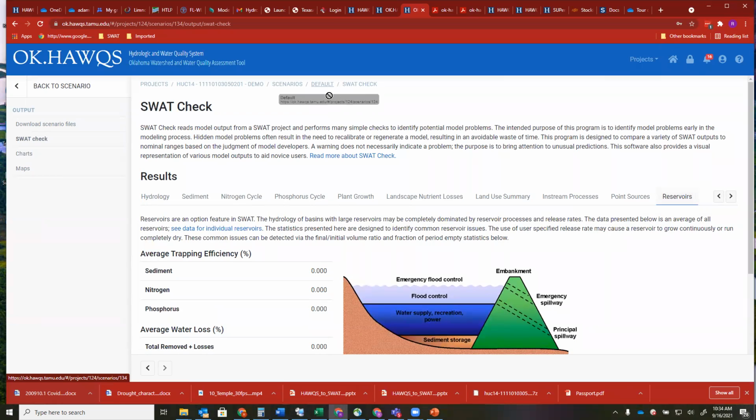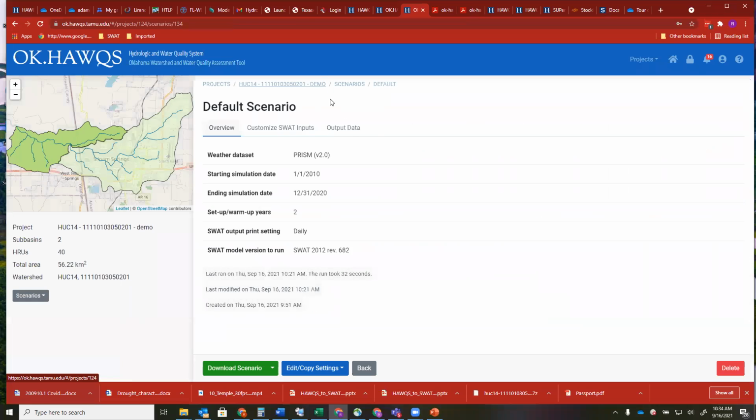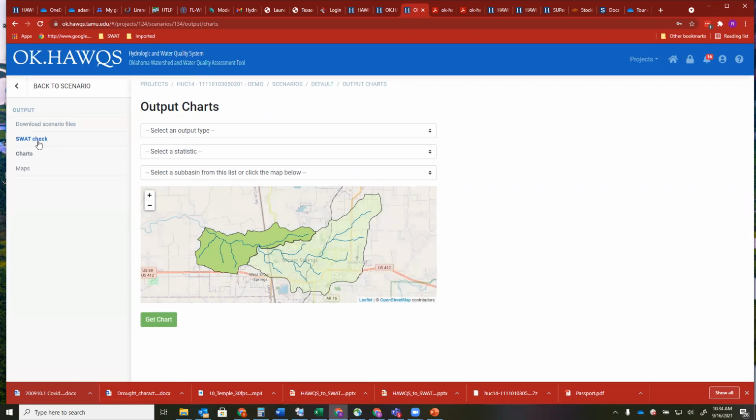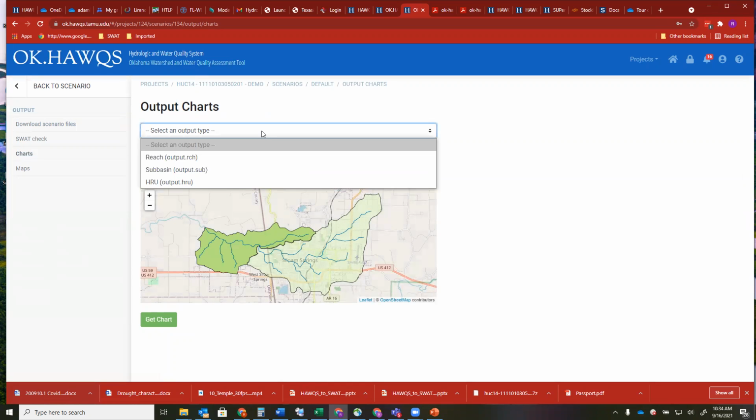Let me get back from the SWAT check, going back to the default output data. Now that we saw the 30,000 foot overview, now we can drill down to the individual sub-watersheds and things of that nature. So I want to plot the graphs.